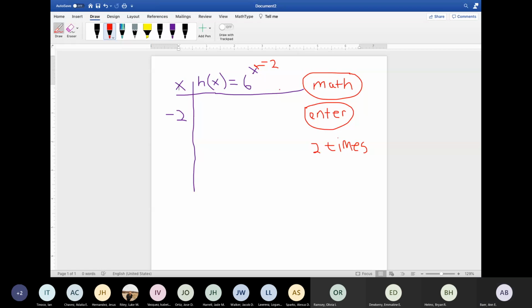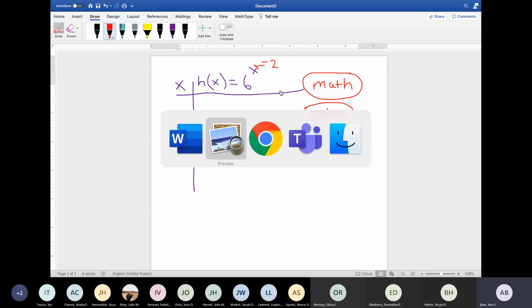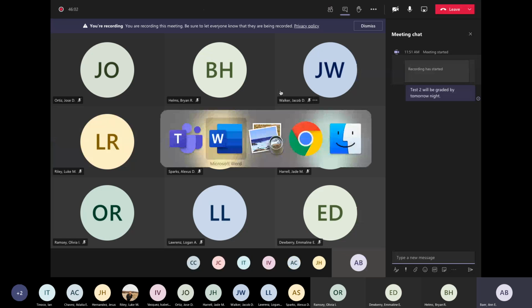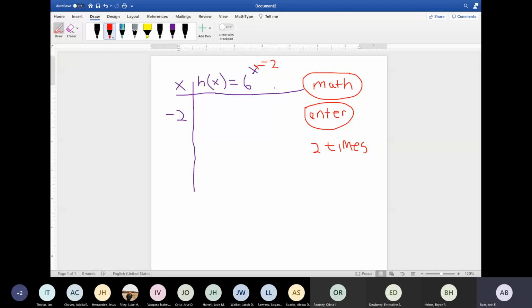Let me double check to make sure the recording is on. Good, it's on. So we're going to put a -2 in for x here. And I'm going to go to my calculator and do 6, mountain peak, -2.